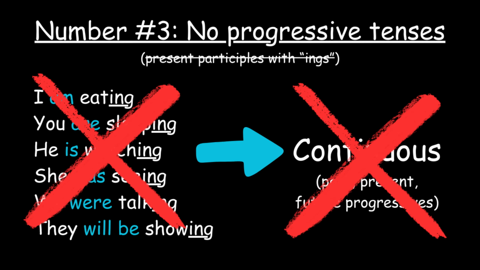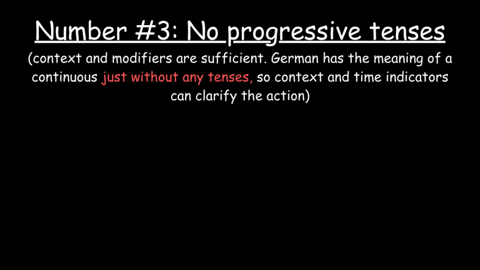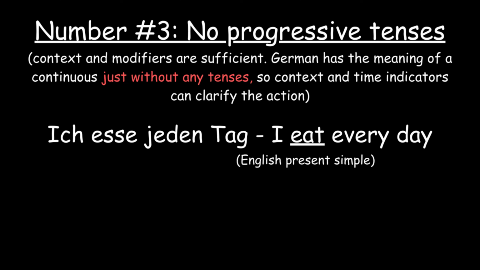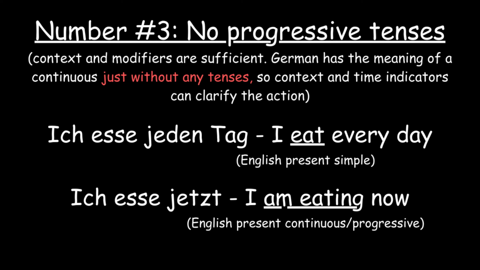This tense doesn't exist in German because the language evolved without the need for a progressive tense, so context and modifiers are sufficient. However, German has the meaning of a continuous just without any tenses, so context and time indicators can clarify the action. For instance, Ich esse jeden Tag translates to I eat every day, a phrase in the present simple. But Ich esse jetzt translates to I am eating now, a phrase in the present continuous.